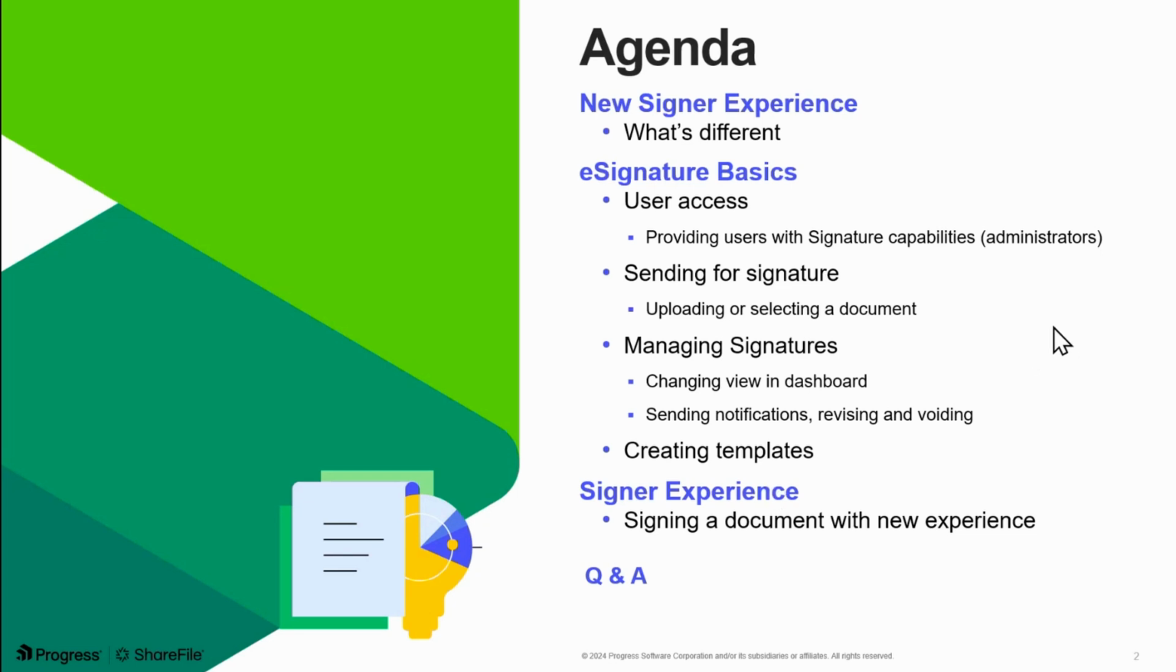We'll look at managing signatures, so we'll walk through the signatures dashboard. We'll show you how to look at your current in-progress signature requests, maybe making some revisions to them or voiding them out. And then we'll go through building a document template that you can use for sending out the same document and saves you time.